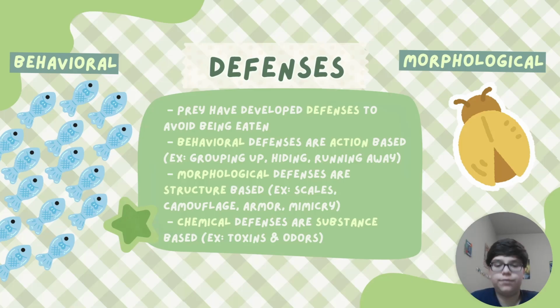Lastly, we have chemical defenses. Chemical defenses are substance-based. So these include toxins and odors. The odors, obviously, you're repelling any predators that want to come eat you because you smell bad. And then toxins are when if the predator eats you, they're going to get a bad taste in their mouth or they're going to realize that you're unhealthy and not target the rest of your species.